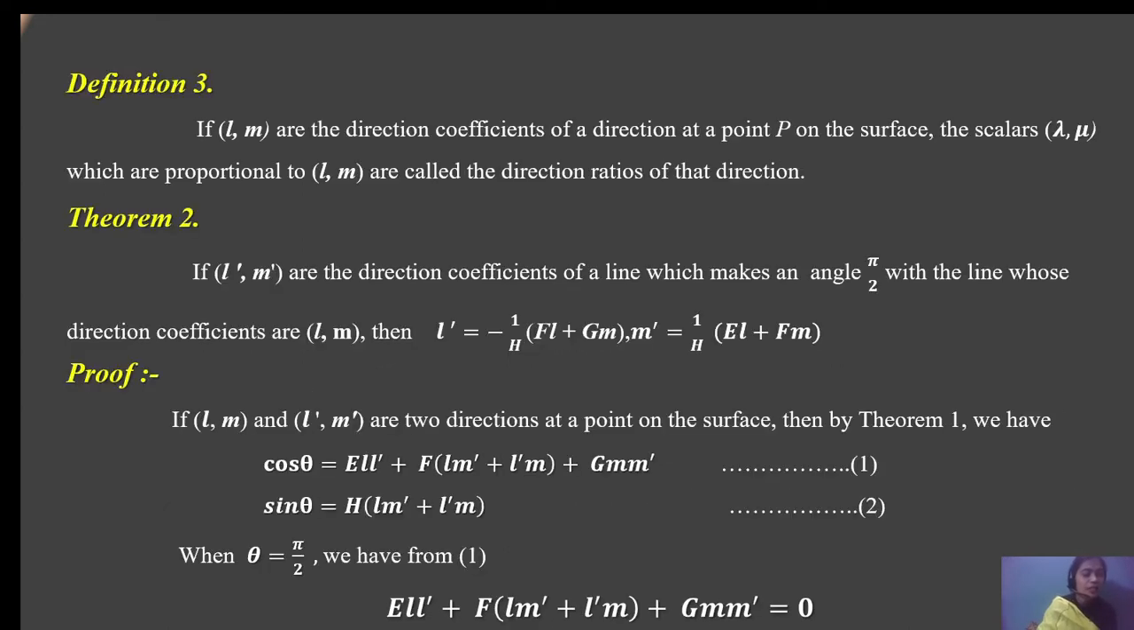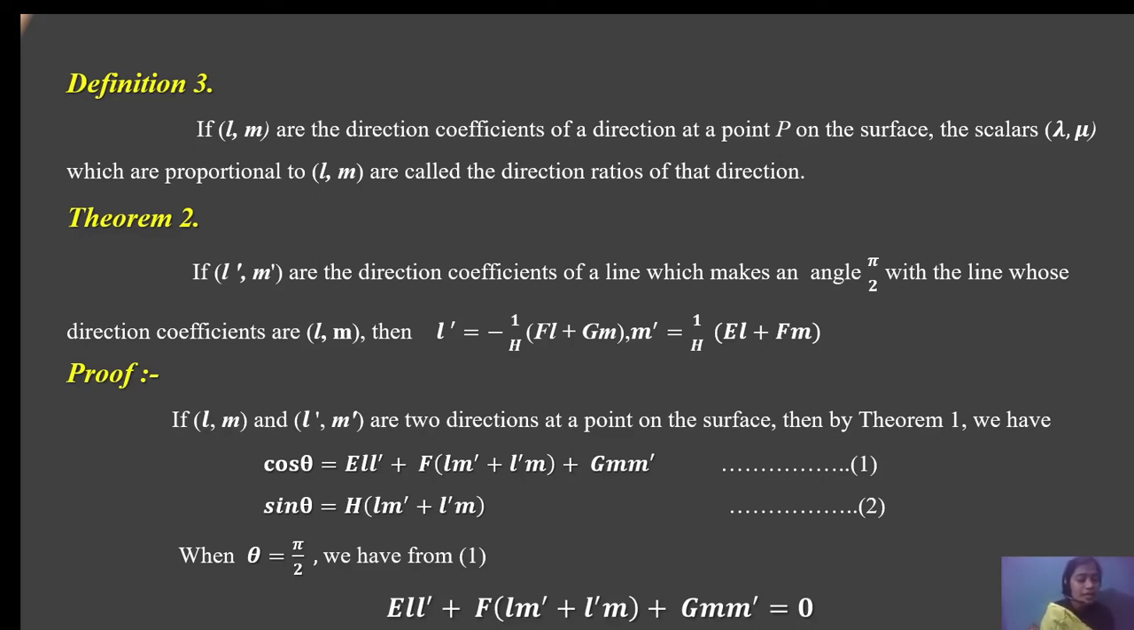Let us go to the next definition. If l, m are the direction coefficients of a direction at a point P on the surface, the scalars lambda, mu which are proportional to l, m are called the direction ratios of the direction. Okay, let us go to the next theorem.